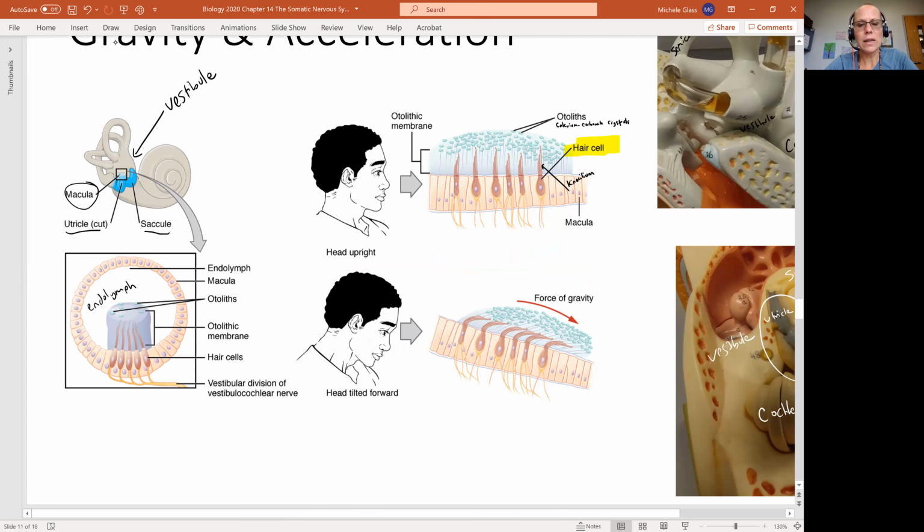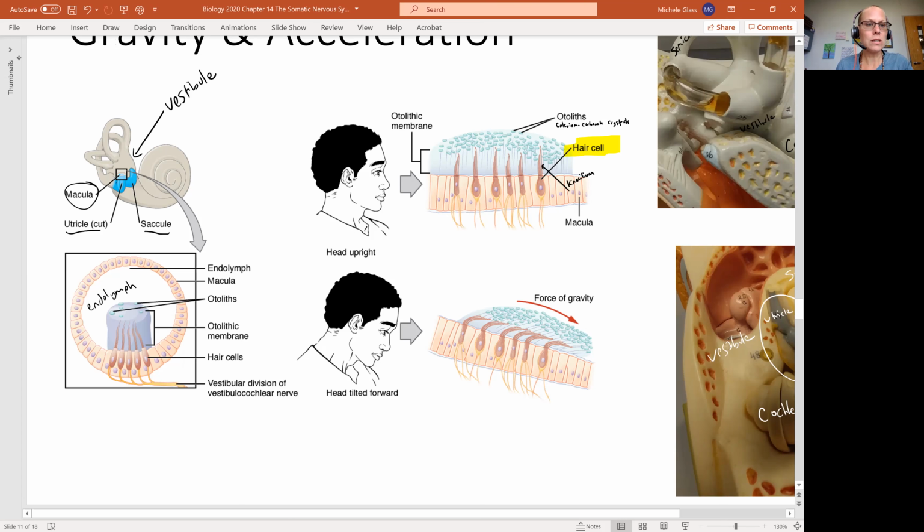And so the idea here is if you tilt your head forward, the endolymph fluid is going to move. That's going to pull with it the otolithic membrane. So that's that gelatinous material plus those calcium carbonate crystals, those otoliths. And that's going to cause a bend. And you can see that in the picture. That's going to cause a bend of the stereocilia and the kinocilium. And that is going to stimulate the mechanoreceptor of the hair cell.